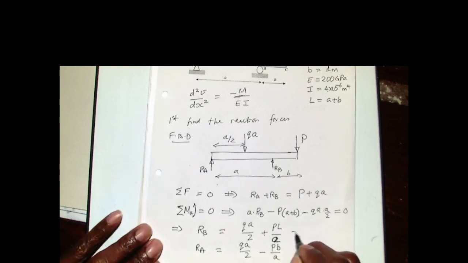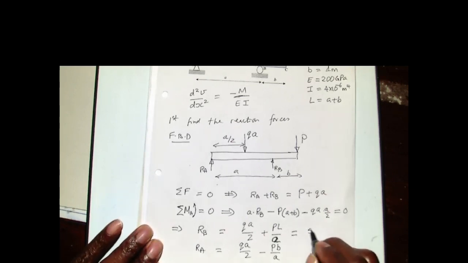And our RA will be QA over 2 minus P times B over A. So if you put the numbers in, which is value of Q, value of A, value of P, then we will get RA of about 55 kilonewton, and we get RB of about 85 kilonewton.